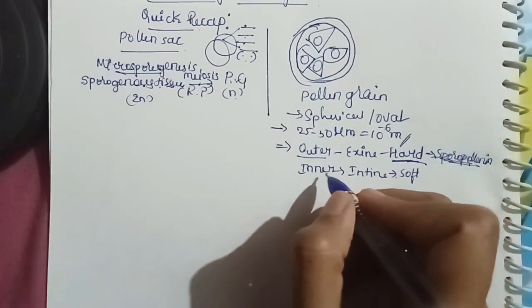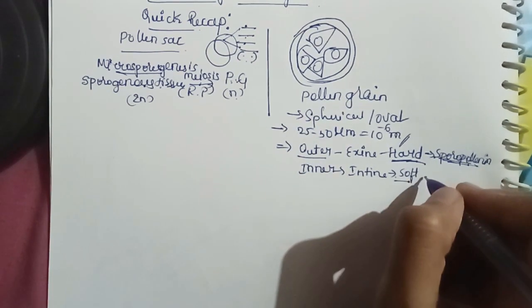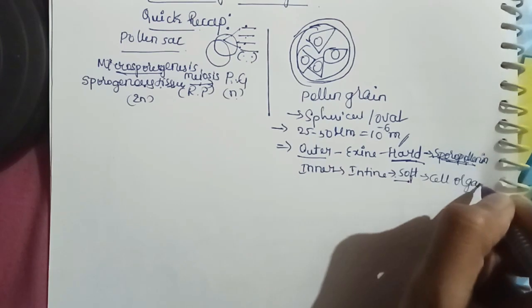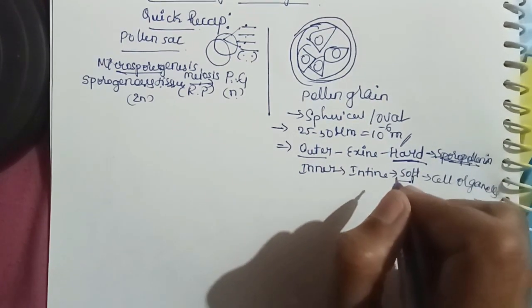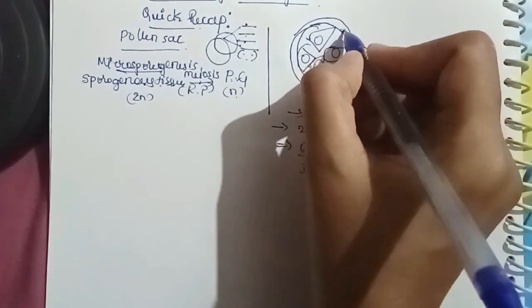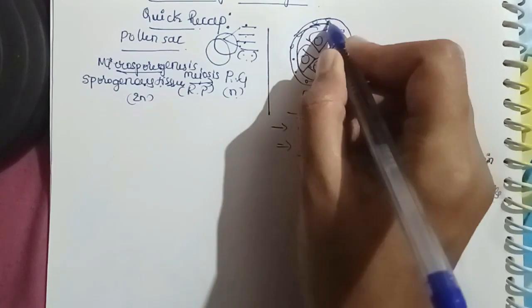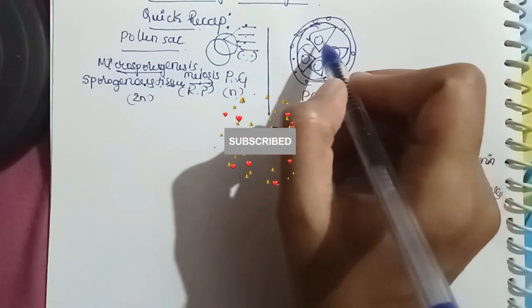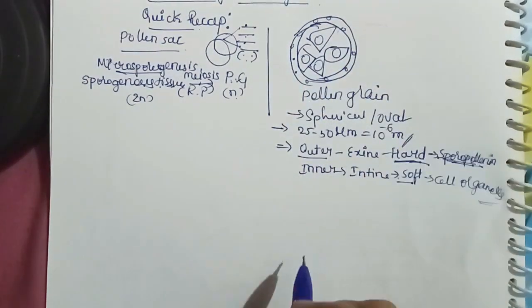Intine, the inner layer, is very soft and consists of cell organelles. Yes, all the cell organelles are present here. The outer part has pores, and through these the actual male gametes will be released when pollination takes place.